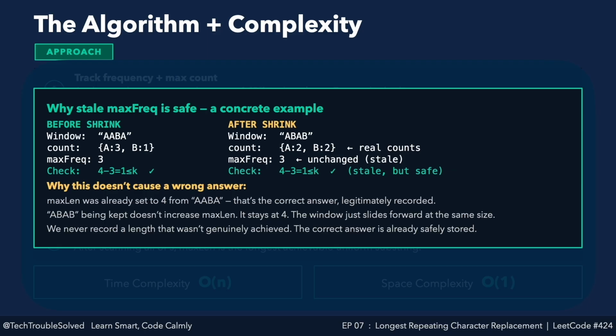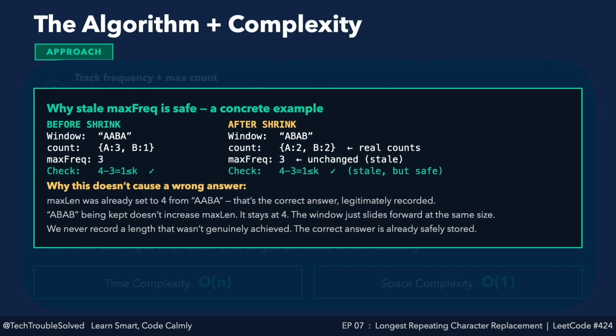We are keeping a window we technically should not. Here is why that does not cause a wrong answer. Max length is already 4 from the legitimate AABA window. ABAB being wrongly kept does not change max length. It stays at 4. The window just slides forward at the same size. We never record a length that was not genuinely achieved. The correct answer is already safely stored before the staleness ever kicked in.